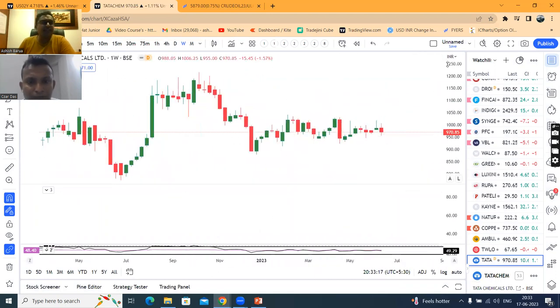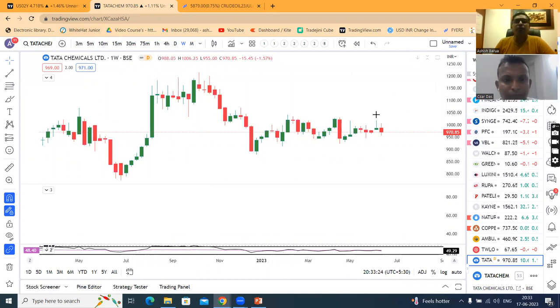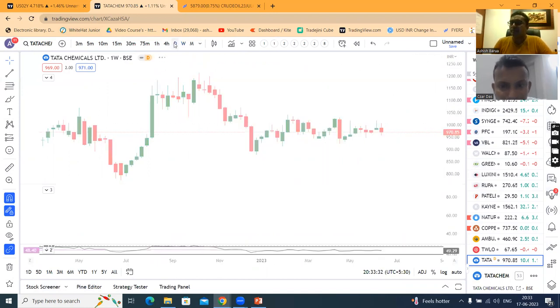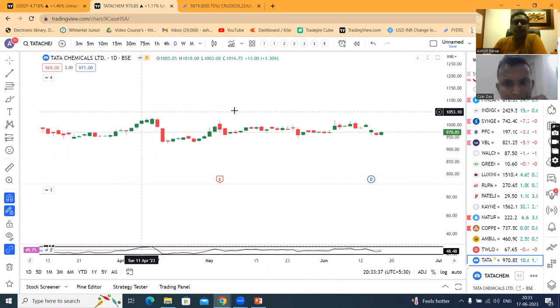So this is about the basic. Now, before discussing the different parameters, how to use the chart, I would like to discuss the different types of charts. Then the functional part of the platform I'll discuss subsequently.